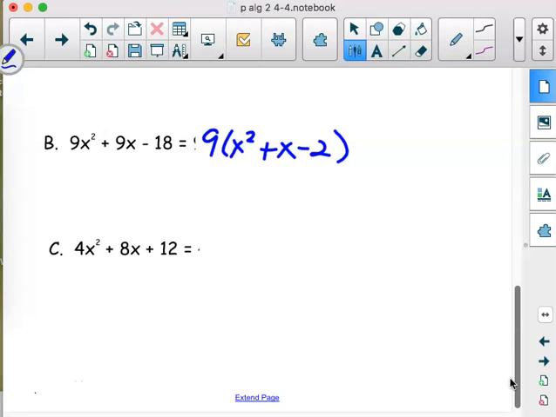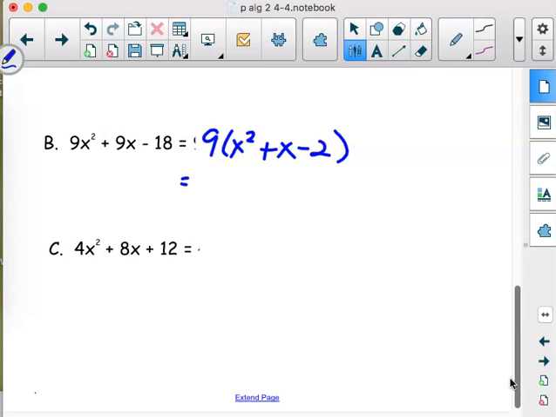So again, you can work forwards and say 9 times something has to give me 9x squared. That's x squared. 9 times something has to give me 9x. That would be an x. 9 times something has to give me negative 18. That would be negative 2. Or you can divide everything by 9. But this 9 does not disappear. It has to come along for the ride, because remember, this has to work forwards and backwards. So when we're done, if we multiply our answer, we have to get back to this original right here.